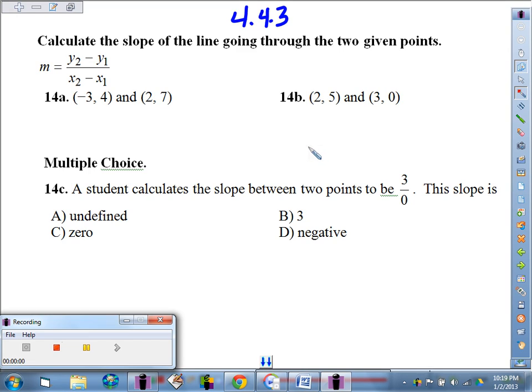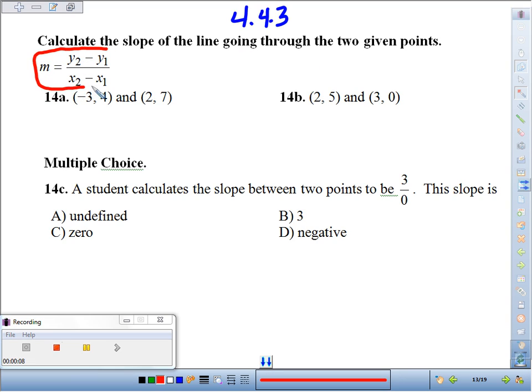Learning target 443 asks us to calculate the slope of a line given 2 points on the line. So this is where we're going to have to use this slope formula that will be given to you on the MCA test. That's why I gave it to you here on this test. Just a matter of plugging numbers in.